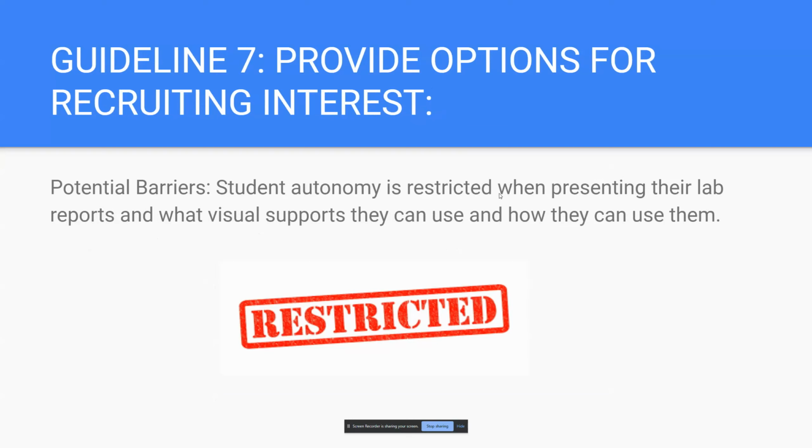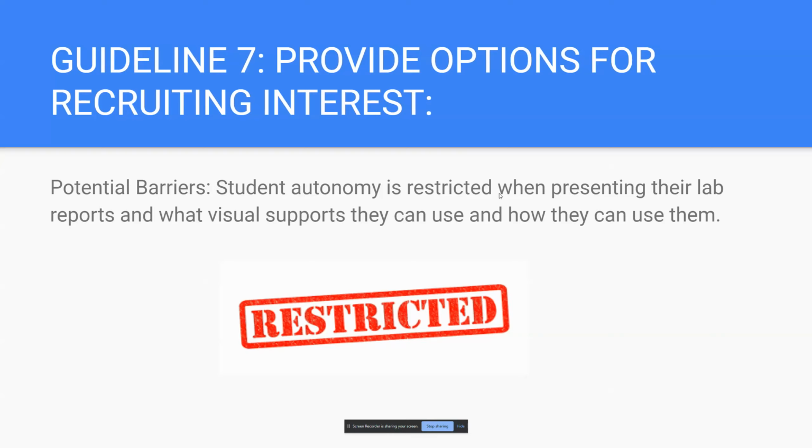Guideline number 7, providing options for recruiting interest. So I saw that there was not a whole lot of student autonomy when they are presenting their lab reports and which visual supports they can use and how they can use them. So specifically, I felt that choosing a spokesperson is a rigid form of electing someone to go up there and speak, because it's always the person who doesn't want to speak that gets chosen, which sometimes is a good thing, but I think it needs to be a little more fluid.